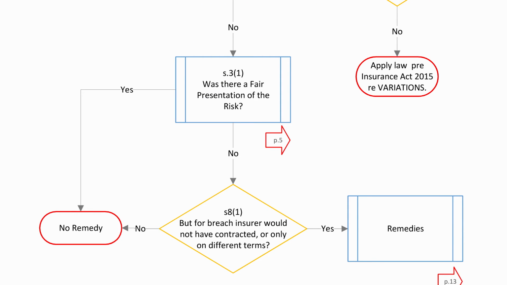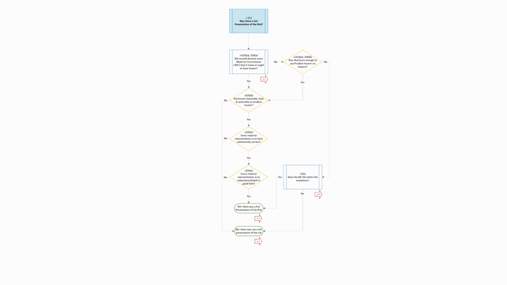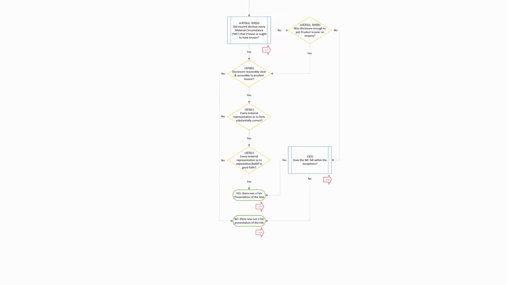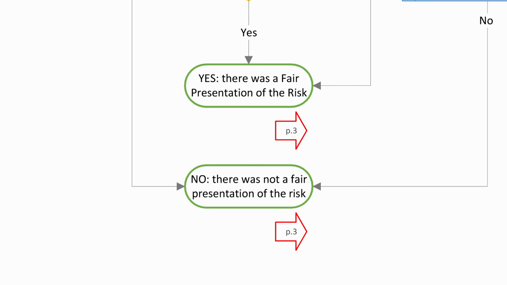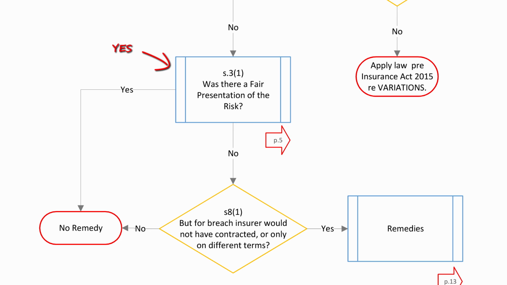Say you worked your way through this page and have reached the blue box asking, was there a fair presentation of the risk? This is an important and complex question and needs a page of its own to answer it. To do so, turn to the page shown by the arrow beneath the box, page 5. Again, you have to work your way through the guide until you reach the green oval. Depending on how you've answered these questions, you'll be given one of two answers, either yes or no. Go back to the page shown in the red arrow and use the answer in the blue box. Keep following the path until you reach your conclusion.